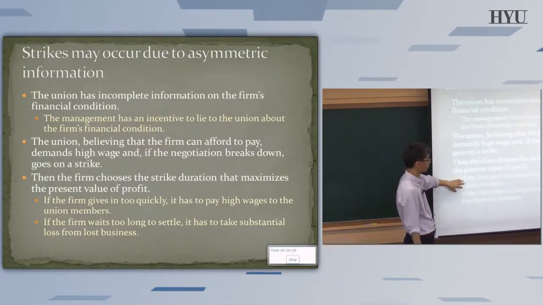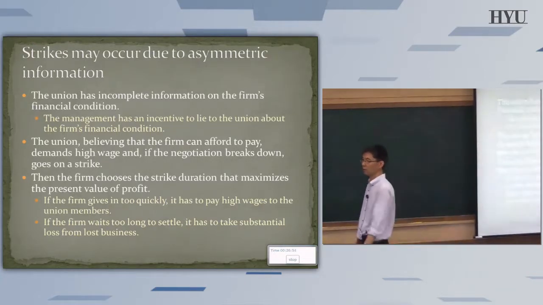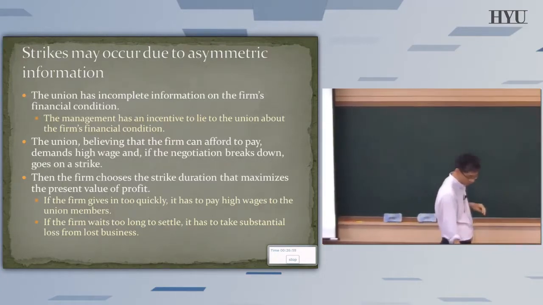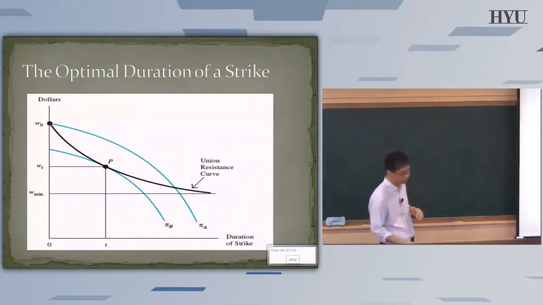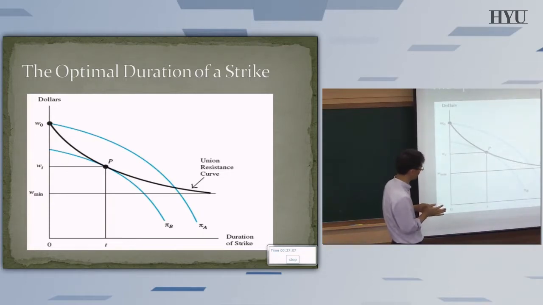The trade-off is if the firm gives in too quickly, it has to pay high wages. If they want to avoid paying high wages, they can wait. But if they wait too long, then the firm has to take a substantial loss from lost business. So they have to balance them out. That is the model of this optimal duration of a strike. Let's think of it this way.